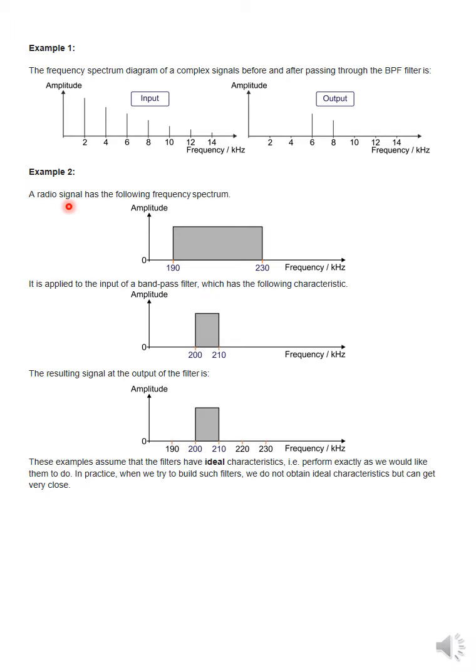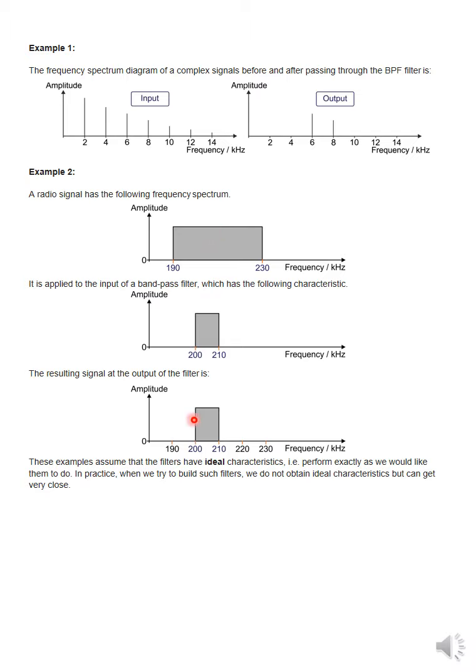Now for example, a radio signal has the following frequency spectrum. It is applied to the input of a band pass filter which has the following characteristics. So this is your input, this is your filter. If you multiply them, remember, suppose the amplitude here is 2 and the amplitude here is, let's say, 4. You will multiply the amplitudes and multiply the signals directly in terms of the range they are defined. So this starts from 200, this starts from 210.